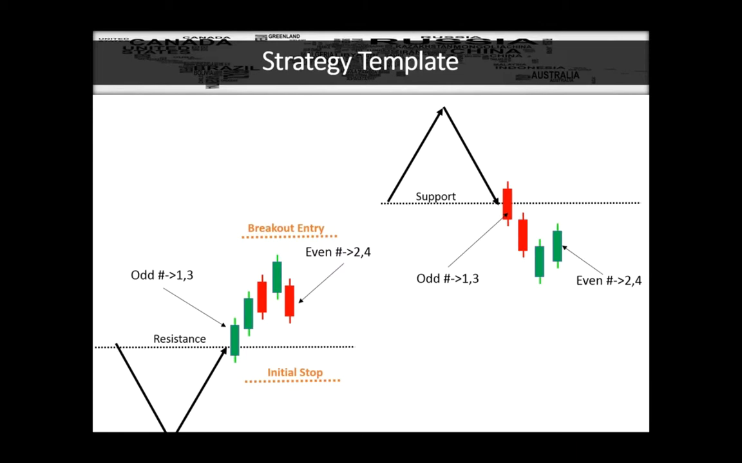Yes? Now, we've described the odd and even, but we haven't talked about whether you would look for 1 and 3 in the odd, or would you look for 2 and 4? And that's the next step we're going to take in just a moment. Okay?